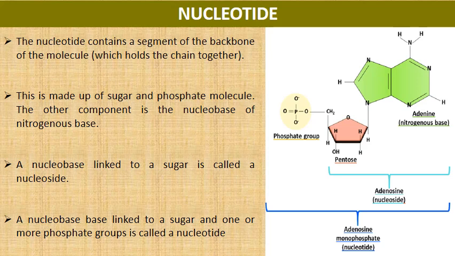As we can see in the diagram, the sugar is the pentose sugar. At one position, we also have the phosphate group attached to it, and along with it, at the other position, we have the nitrogenous base or the nucleobase adenine attached to the sugar. So sugar plus nitrogenous base is known as nucleoside, and all three put together is known as nucleotide.